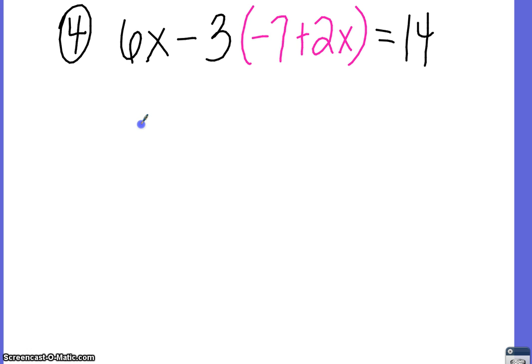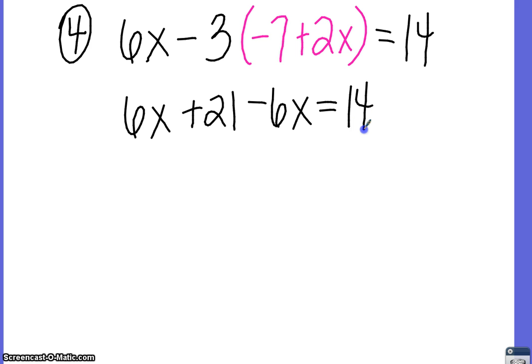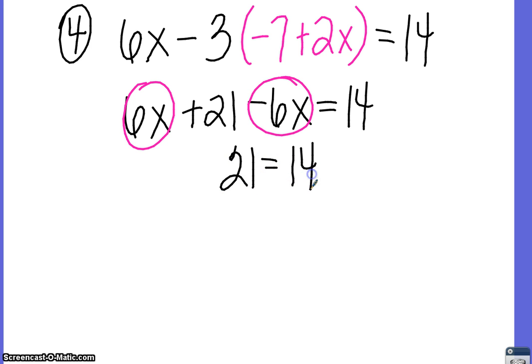Here my 6x stays the same, but what am I going to have to do with that negative 3 in order to get rid of the parentheses? That's right, I'm going to distribute, or multiply. So I'll have plus 21 minus 6x is all equal to 14. Now before I can solve, I'm going to have to combine my like terms. Once I put the positive 6x and the negative 6x together, what ends up happening to my x's? That's right, they cancel out. So I end up with 21 equals 14. Now we know for a fact that 21 and 14 are not the same number. So if this happens, your answer is going to be no solution.